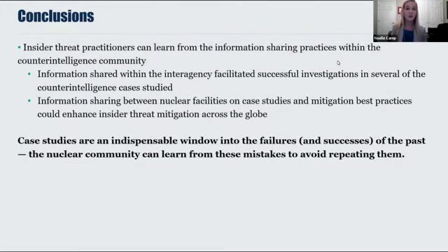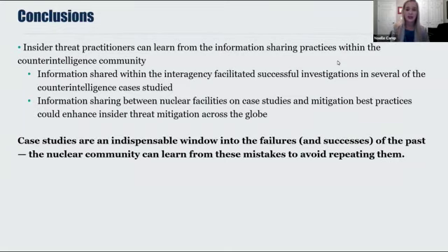Finally, and most importantly, insider threat practitioners should learn from the information sharing practices within the counterintelligence community. We found that information shared within the interagency facilitated successful investigations in several of the counterintelligence cases we studied. And information sharing between nuclear facilities on case studies and mitigation best practices, what's worked, what hasn't worked, what's been seen in the past, could enhance insider threat mitigation across the globe.